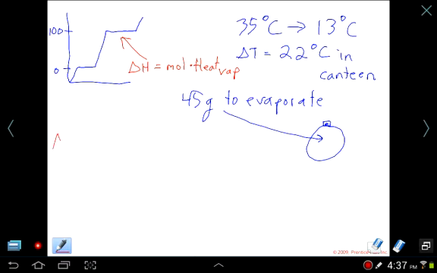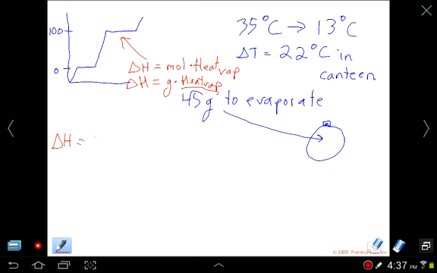So delta H will be equal to, now we're actually given grams in this case, and we're given kilojoules per gram for the heat of vaporization. So we can just as well use this equation to say grams times heat of vaporization in terms of grams. So it's easier to just use the grams directly without having to convert to moles, as long as your heat of vaporization is also given in terms of grams. In this case it is, so why don't we just dive right in.